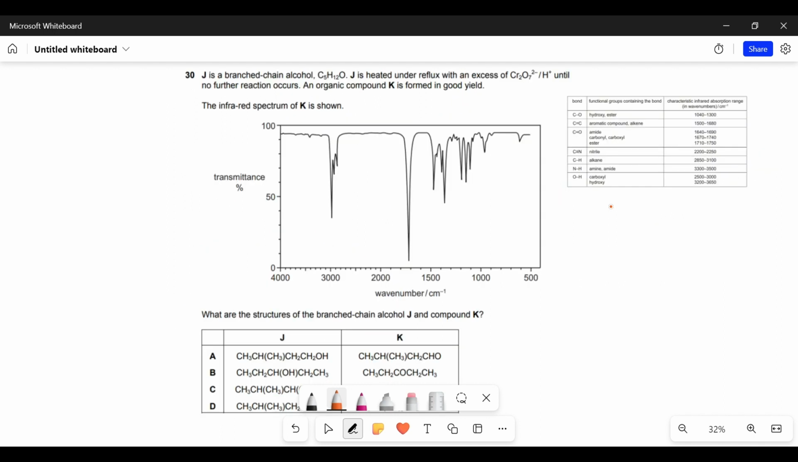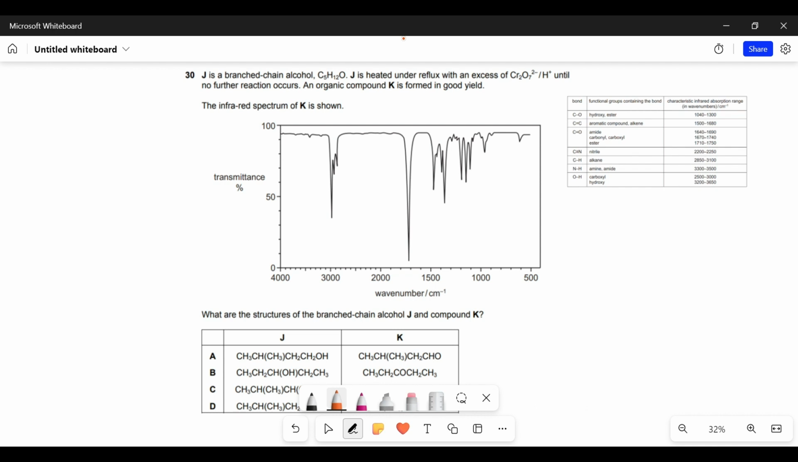Question number 30. J is a branched chain alcohol, C5H12O. J is heated under reflux with an excess of Cr2O7 2- and H+ until no further reaction occurs. An organic compound K is formed in good yield. The IR spectrum of K is shown. We have to identify alcohol J and compound K.